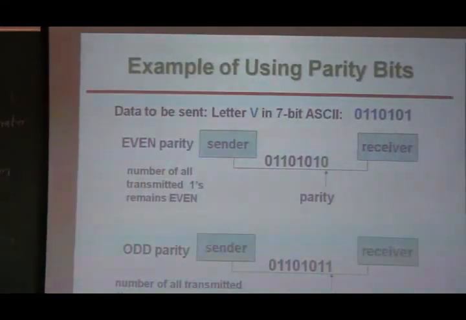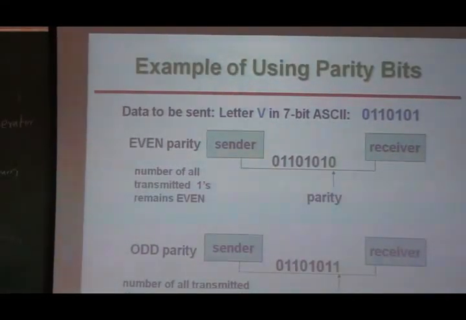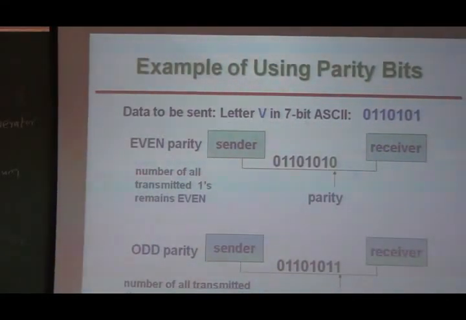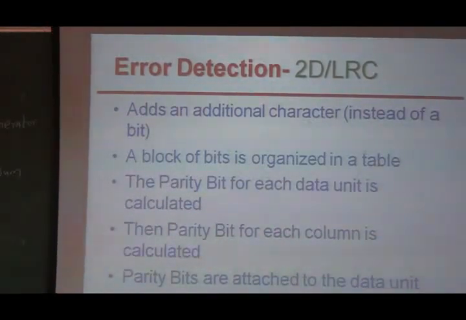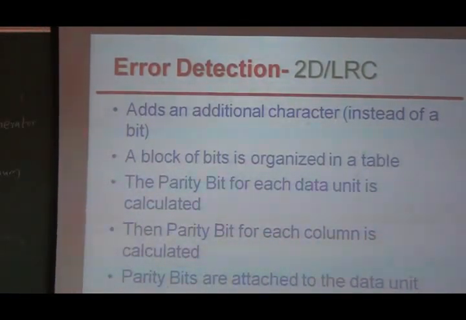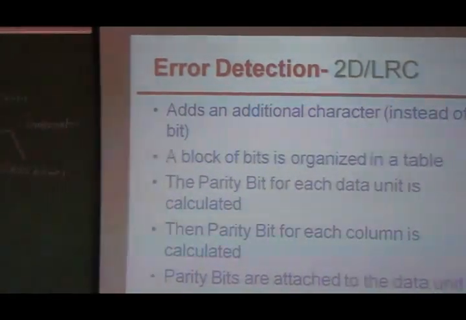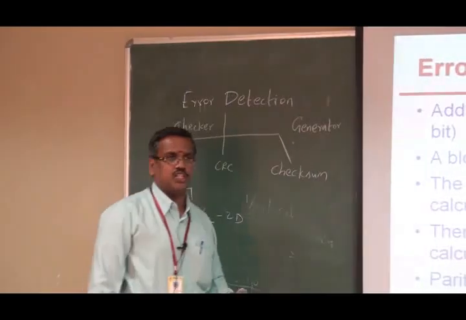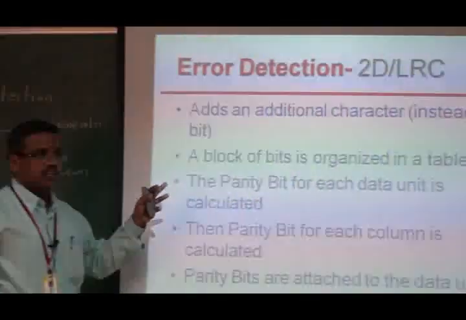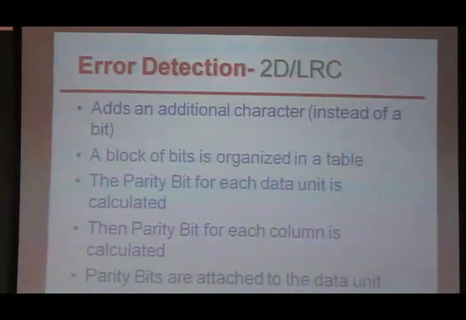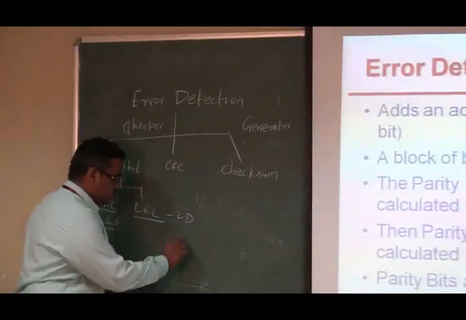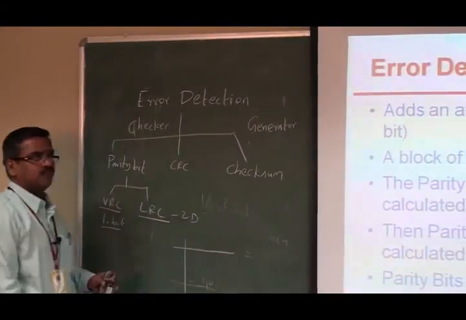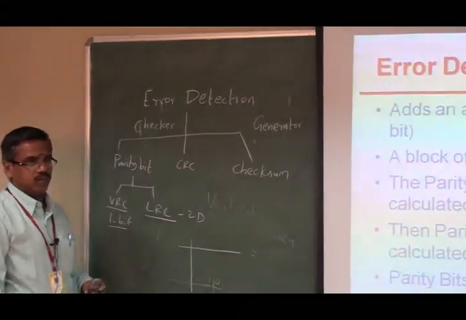The other example is given here for odd parity, where the number of ones should be an odd number. Right. So the second technique is LRC, the two-dimensional parity bit check or error detection scheme. It is called longitudinal redundancy check. LRC is the longitudinal redundancy check. It can be used with rows and columns, like tables.